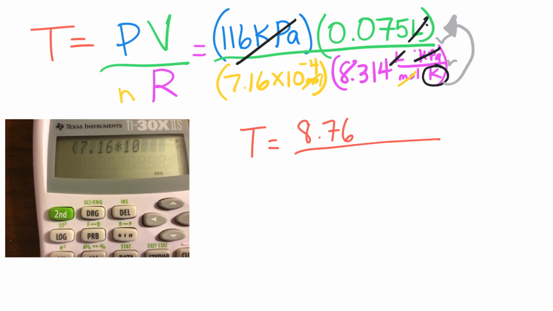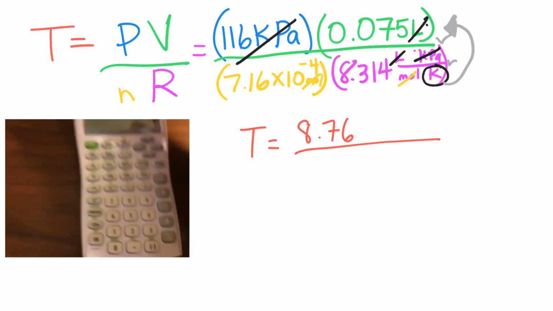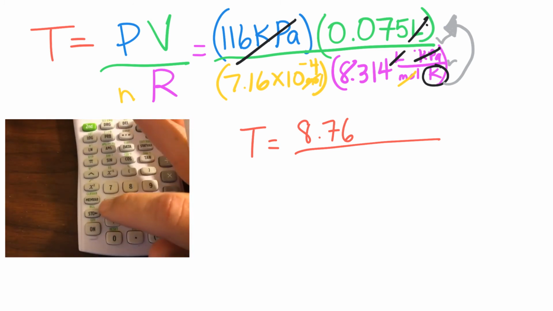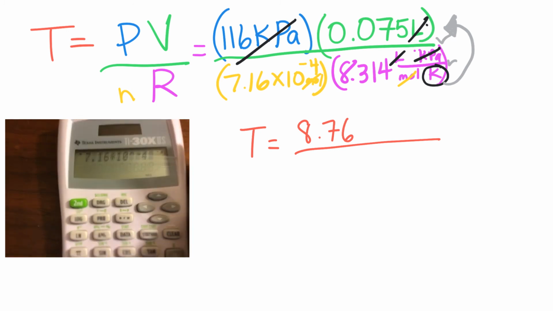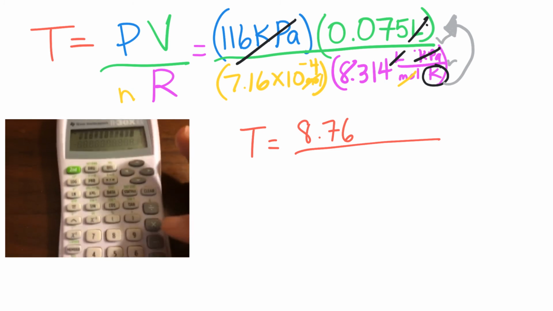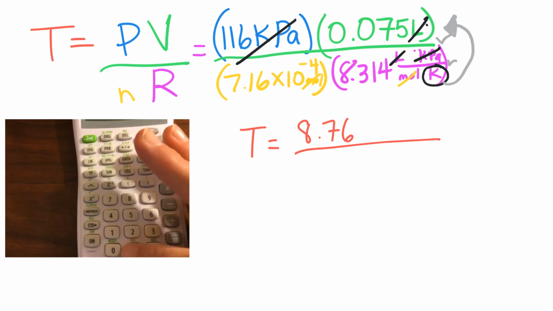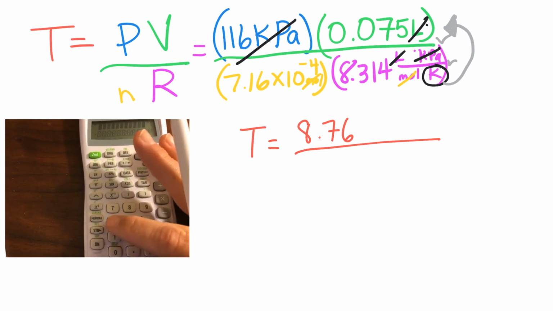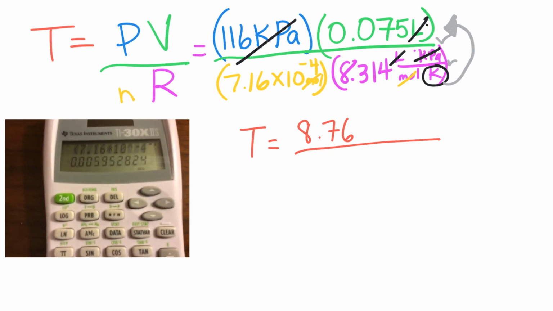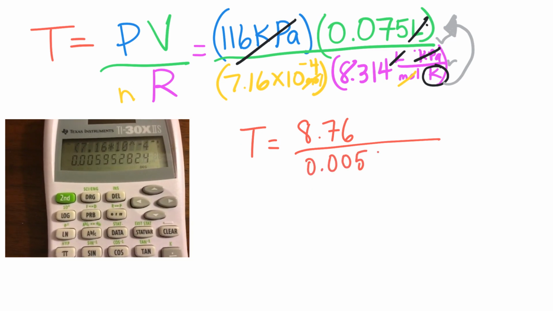Now I need my exponent negative 4. To do that, I'm going to go to this button, okay? Up arrow, and then I'm going to hit negative 4. And then I'm going to close my parentheses. That gets all of my scientific notation together. And then I'm going to multiply by 8.314. Enter. And there's my number, 0.00595.